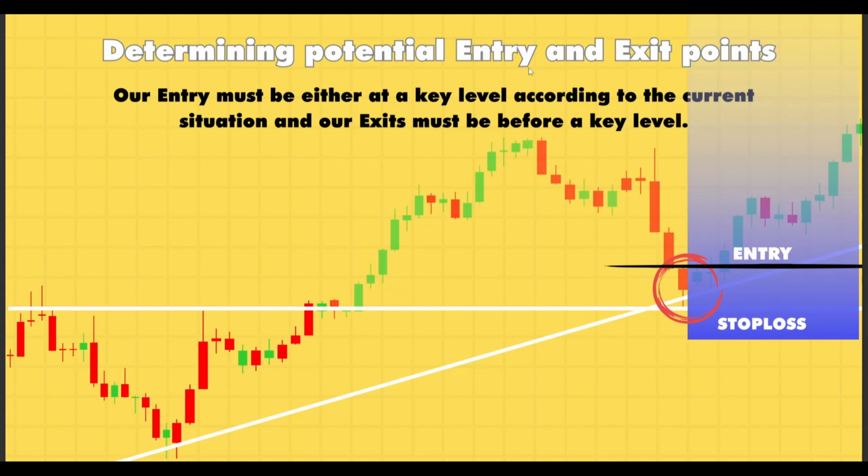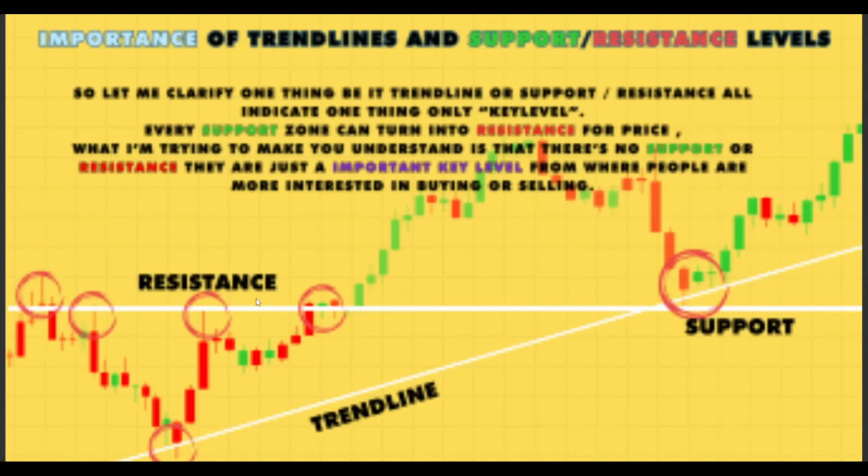Determining the potential entry and exit points. Our entry must be either at a key level or according to the current situation, and our exit must be before a key level. Okay, so in this diagram below, you can see the price was rejected here. It is the same diagram as previous.